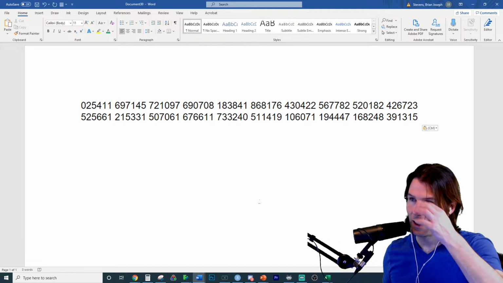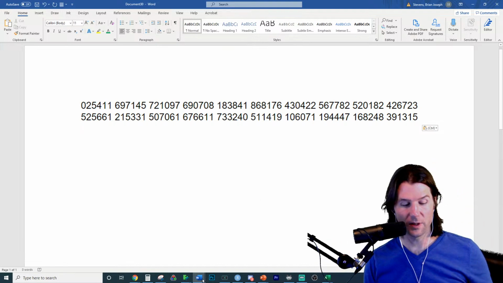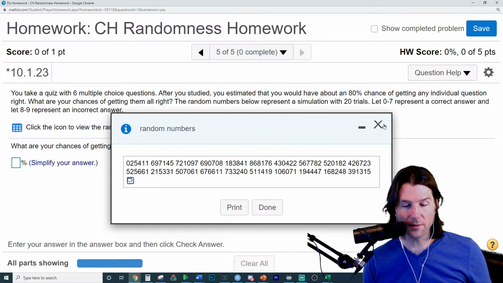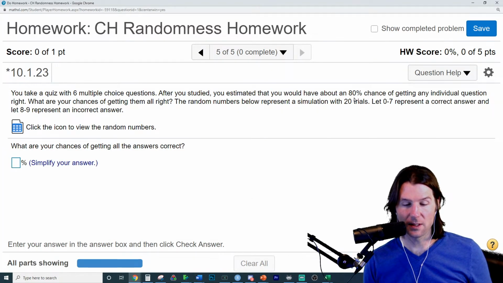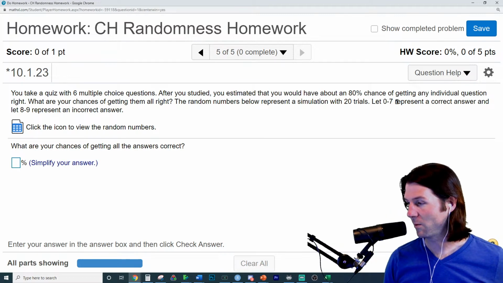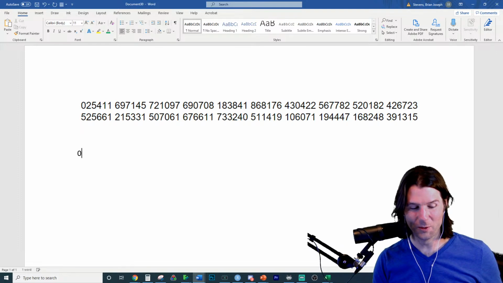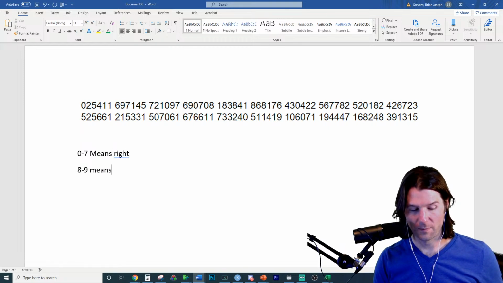So check this out. When you study for a multiple choice test, you could really understand the material and have a probability of 80% of the time getting it right. So that means numbers 0 through 7 represent getting it right. Connor remembers it. Nice. So we have 0 through 7. Oh, you were doing this on the board. I remember that. Means right. And 8 through 9 means wrong.